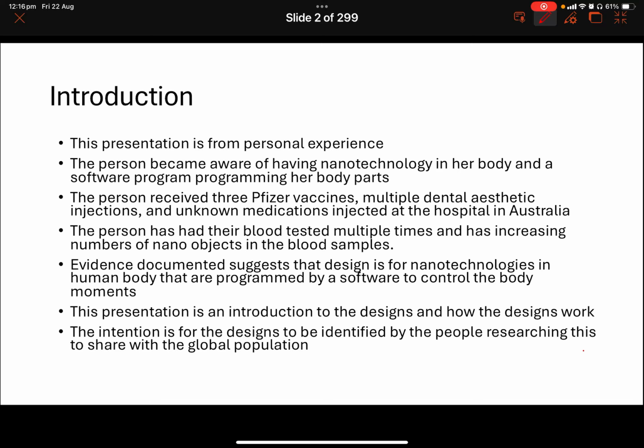I received 3 Pfizer vaccines, multiple dental anesthetic injections, and some unknown medications injected at a hospital in Australia. And then my blood has been tested multiple times and has increasing numbers of nano objects in the blood samples. There's evidence documented which is suggesting that the design is for nanotechnologies in the human body, and they are being programmed by a software to control body movements.